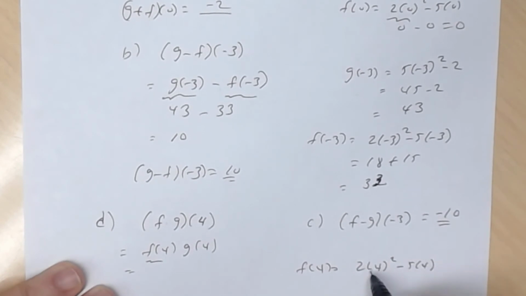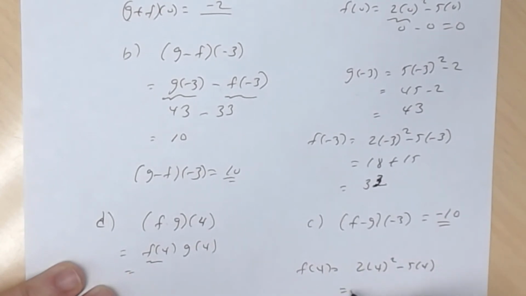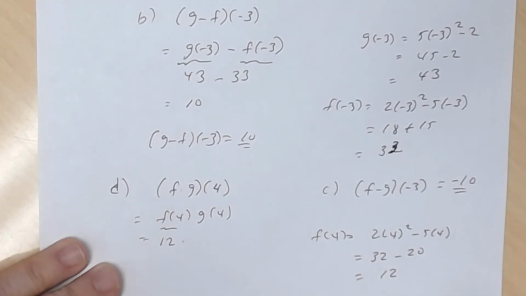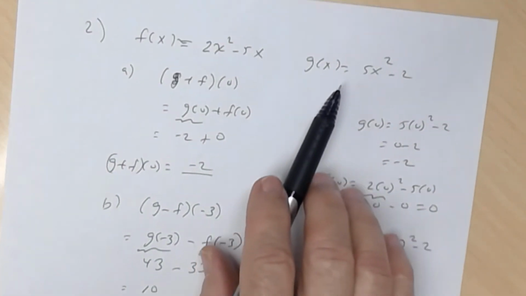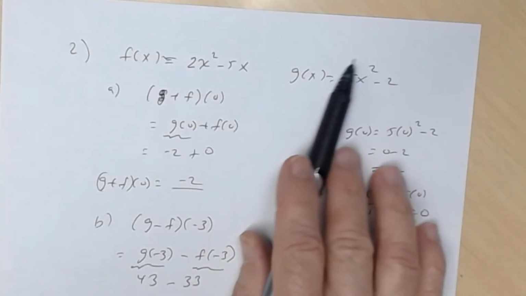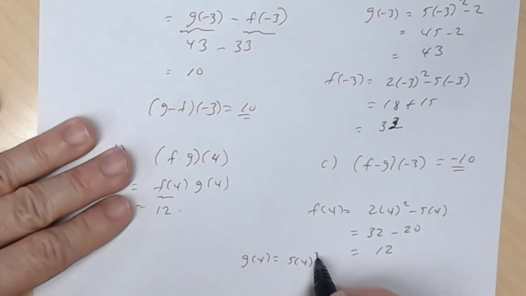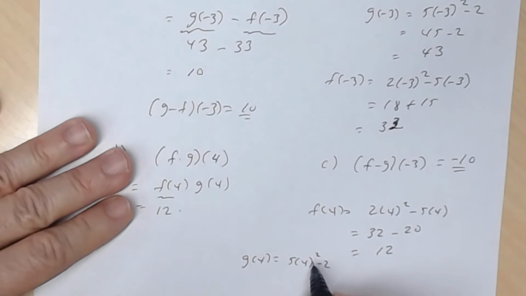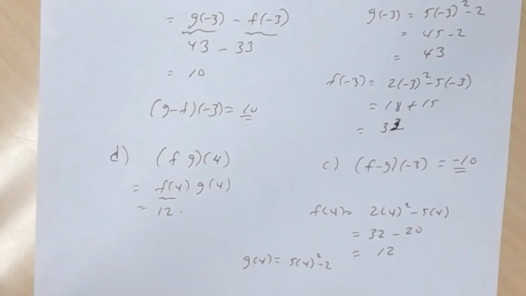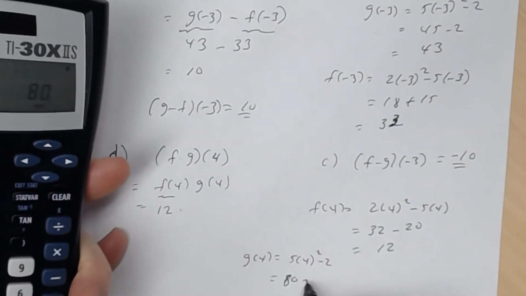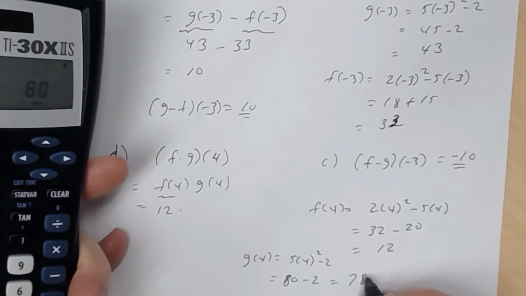Order of operations, we do the exponent first. 4 squared is 16. 16 times 2 is 32. Minus 5 times 4 is 20. And so this becomes 12. So that goes here. Times g of 4. All right, so let's figure out what g of 4 is. So g of 4, I go to my function g, and wherever I see the variable x, I substitute 4. So that's going to become 5 times 4 squared minus 2. 4 squared is 16. 16 times 5 is going to be 80. And then 80 minus 2 is 78.